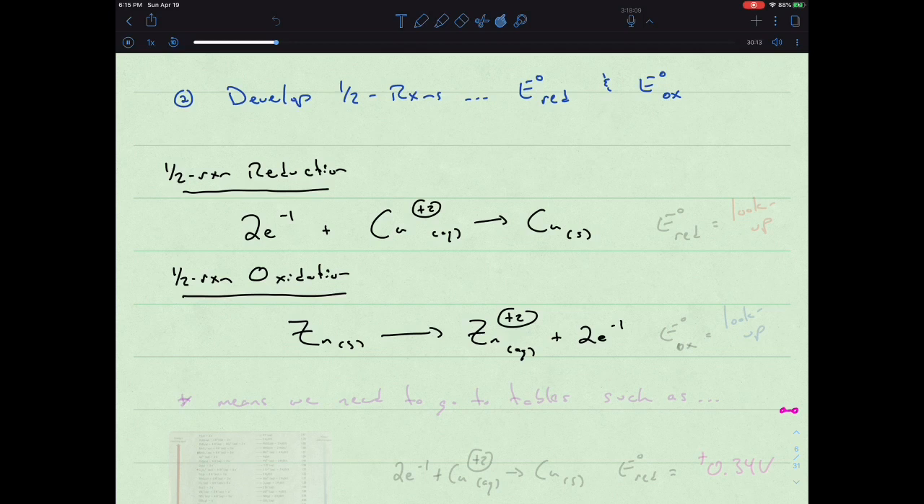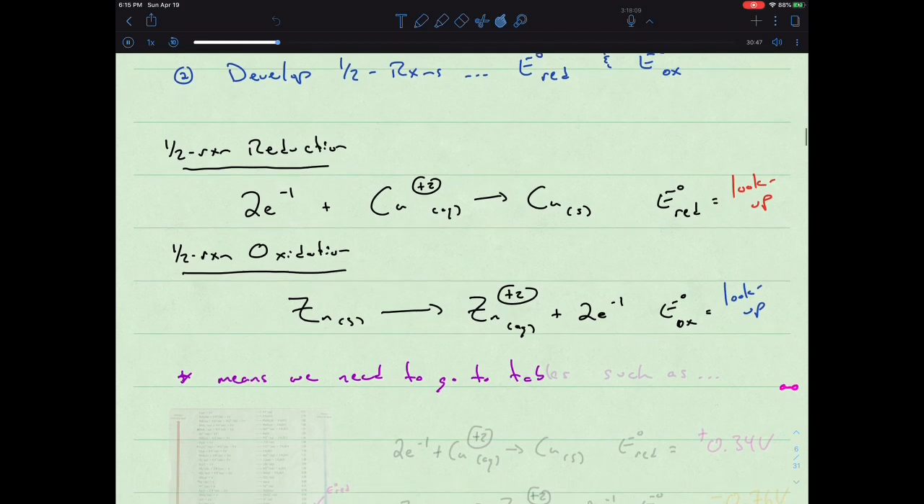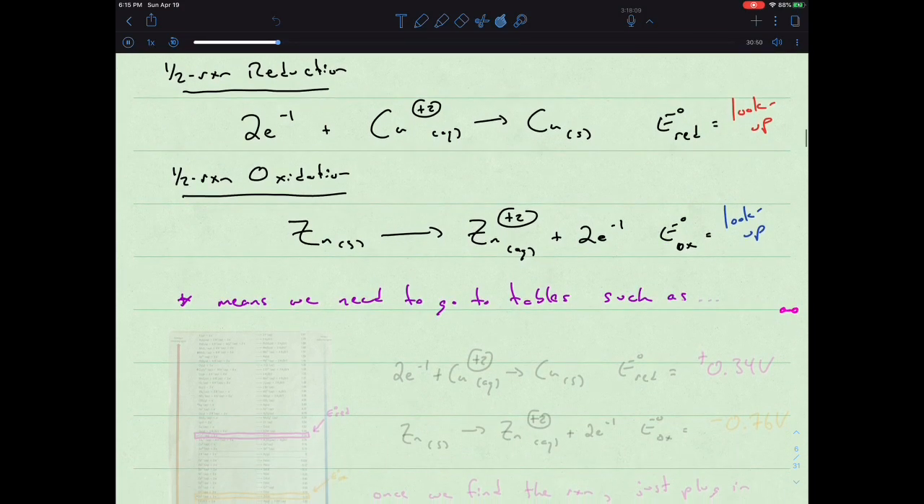And so here is where we then need to look up the reduction potential, and we need to look up the oxidation potential. So what does that mean? It means we need to go to tables, such as what we see here.